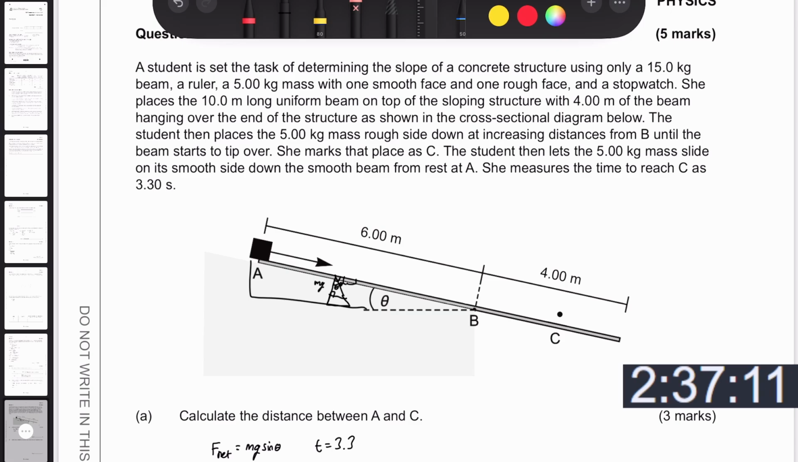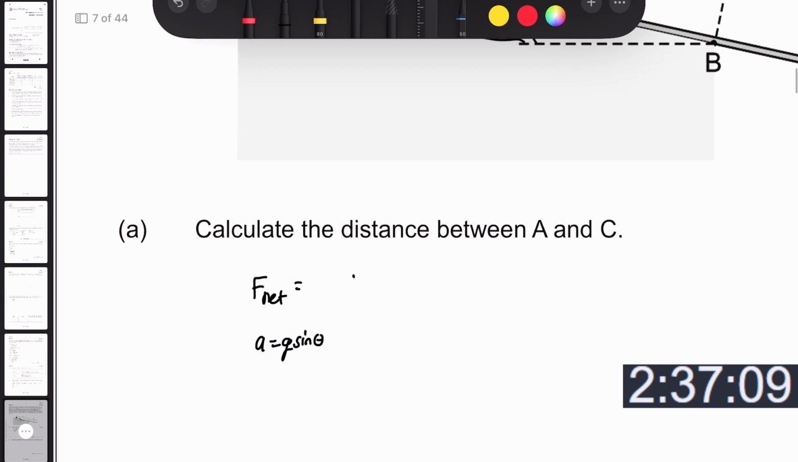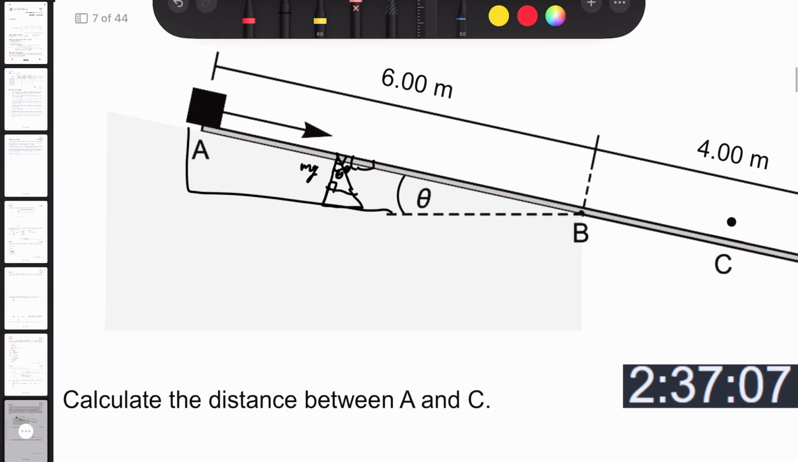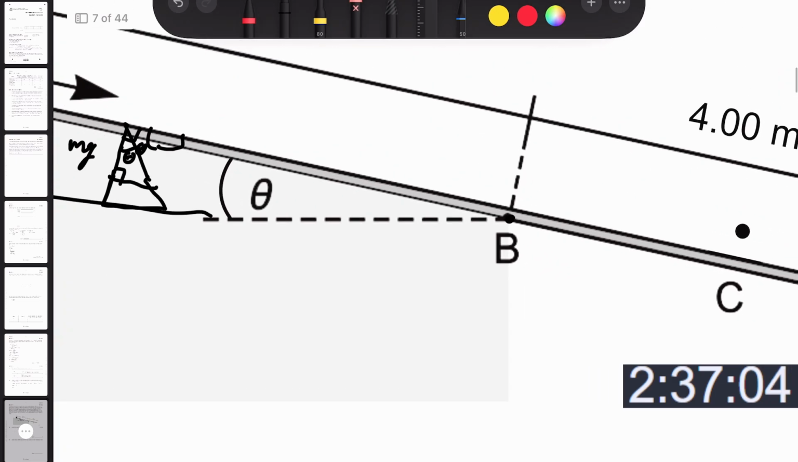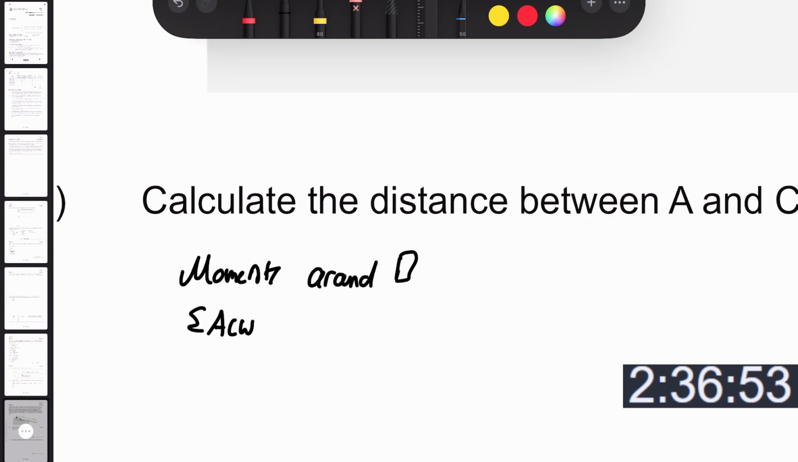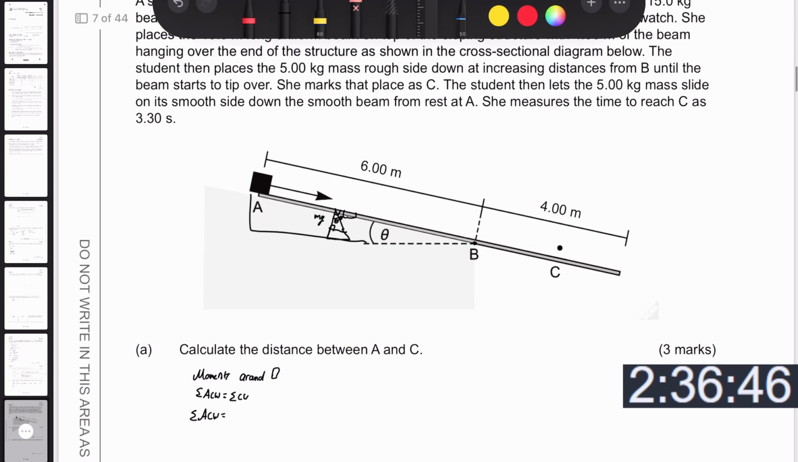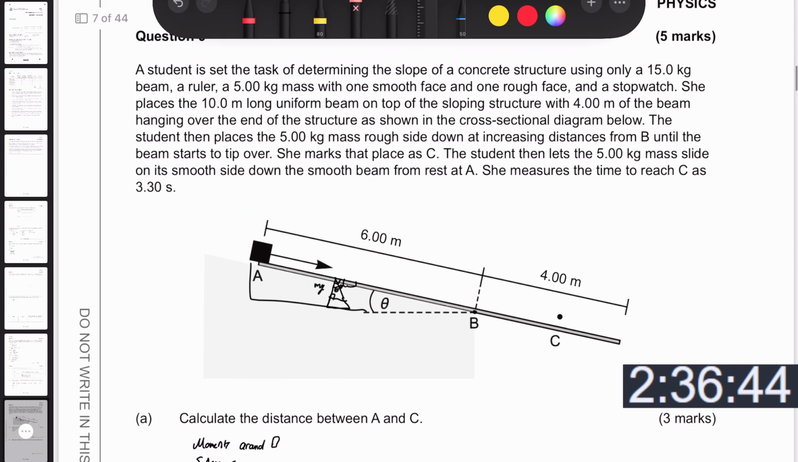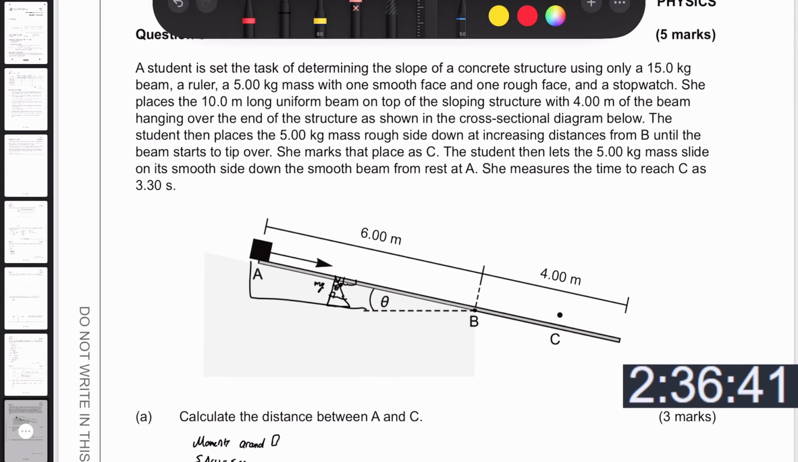Until the beam starts to tip over. Oh, so I need to take... Oh, it's a torque question, not a mechanics question. So take moments around B. Moments around B. The sum of the anticlockwise will equal the clockwise. Anticlockwise, we have the mass of the strut, so we have 15 kilograms.